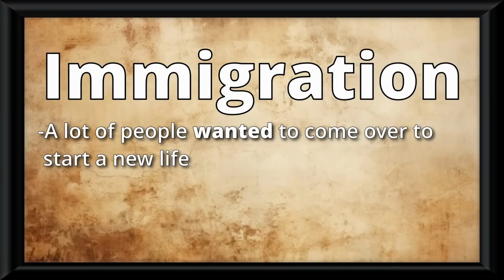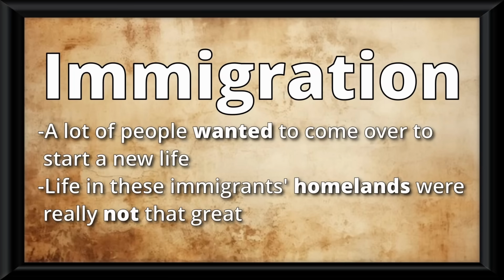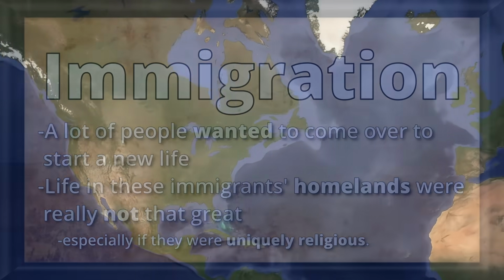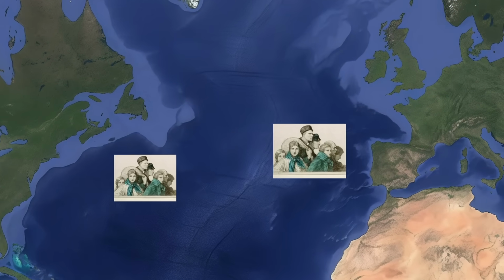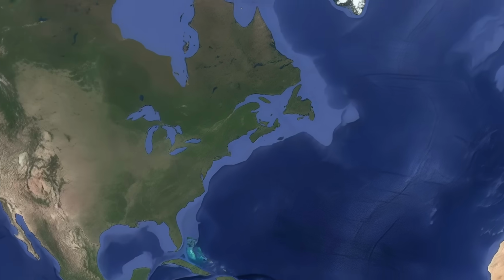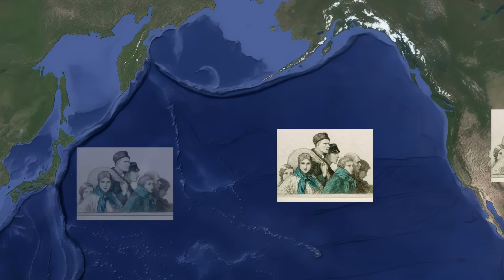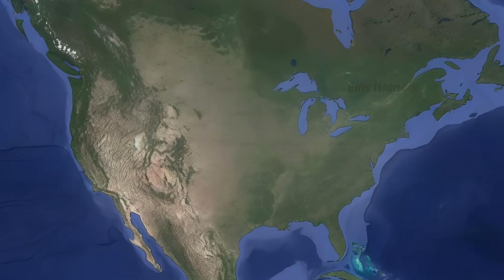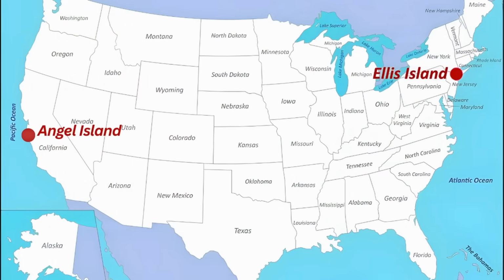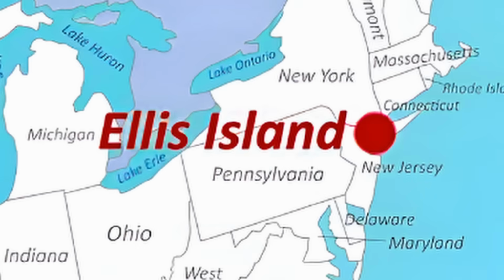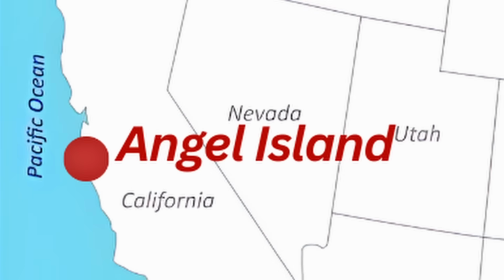And also it helped that life in these immigrants' homelands were not really that great, especially if they were uniquely religious. The 2 big waves of immigration you'll see are people coming in from Europe to the East Coast, and those coming in from Asia on the West Coast. This will lead to the formation of 2 big hubs of immigrant processing: Ellis Island right outside of New York City, and Angel Island right outside of San Francisco.